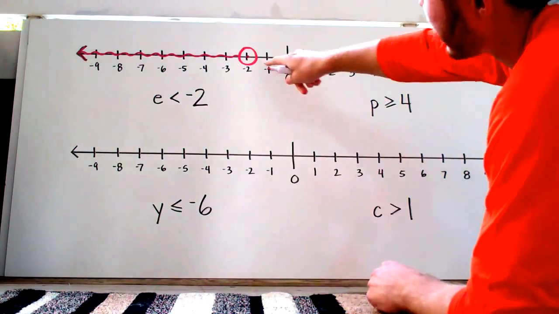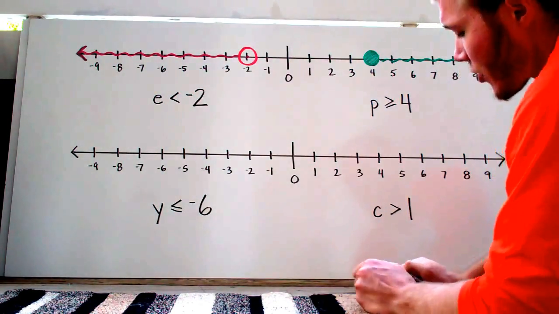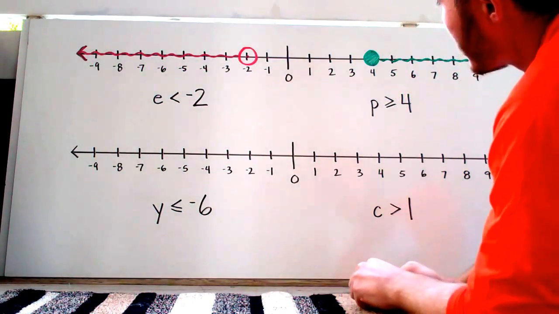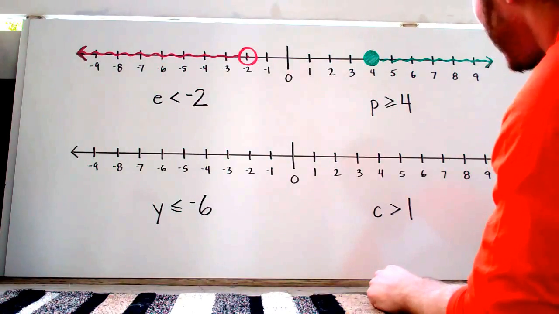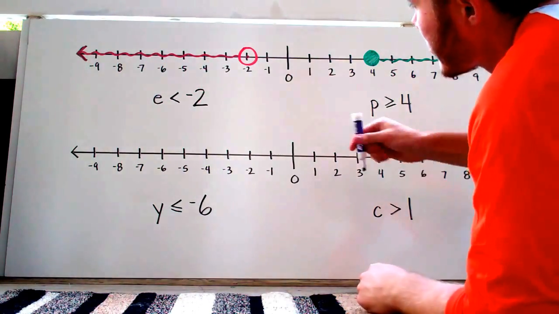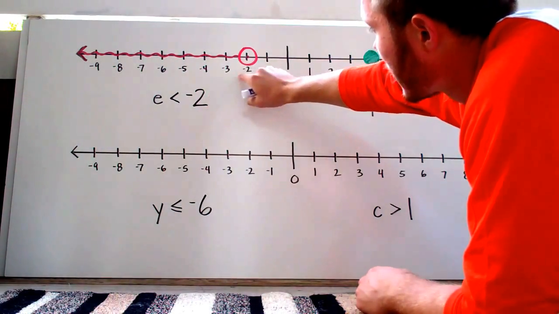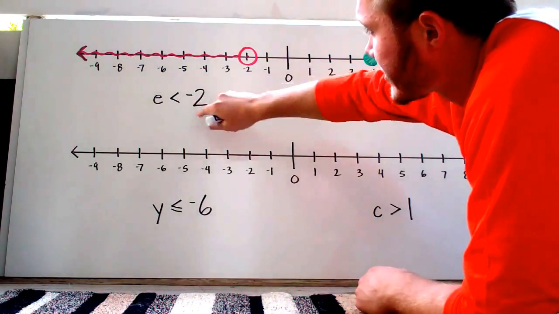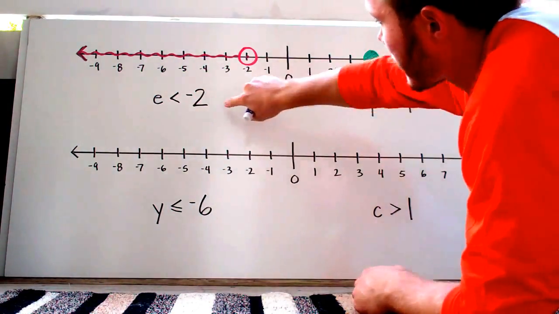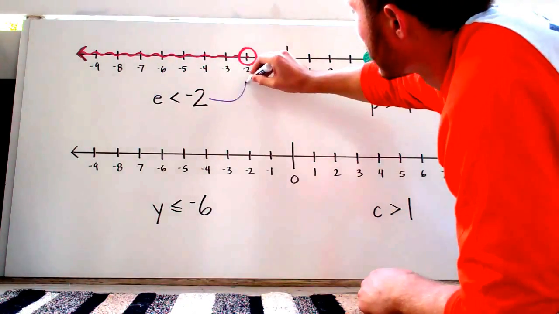See this? See this dot I used? When you graph inequalities, you're always going to put, let me use a different color here, you're always going to put the dot that is shown in the inequality on that number line. So we've got E is less than negative 2. We're putting our dot on negative 2. Okay?